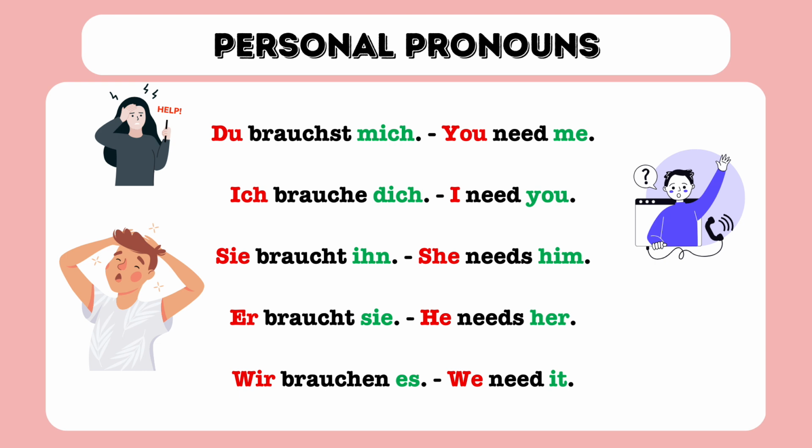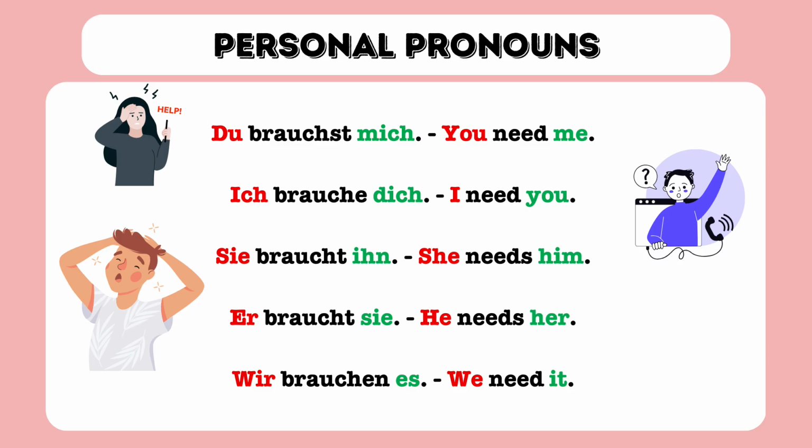Er braucht sie. He needs her. This one relies a little bit on word order and a little bit on the fact that er is always the subject. Otherwise it becomes ihn or ihm. But for this one, we can tell that he is the one that needs something, and the something he needs is her, or she, sie. Wir brauchen es. We need it.